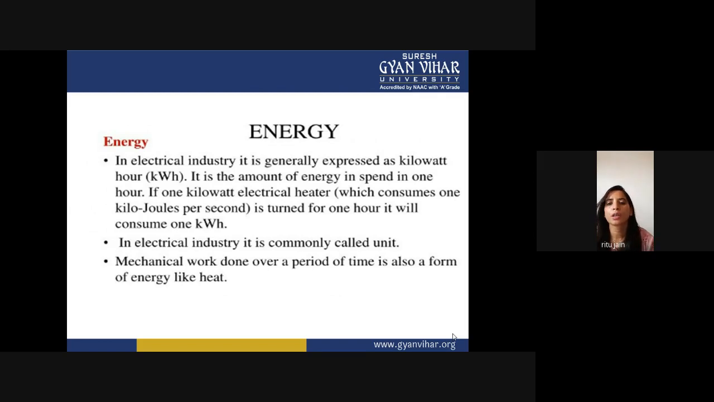In the electrical industry, it is commonly called a unit. Mechanical work done over a period of time is also a form of energy, like heat. So these are the forms of energy. This is the unit of energy generally used in electrical systems, which is kilowatt hour, watt hour, whatever.